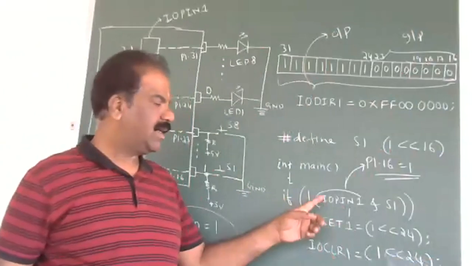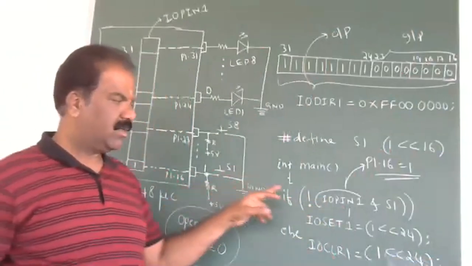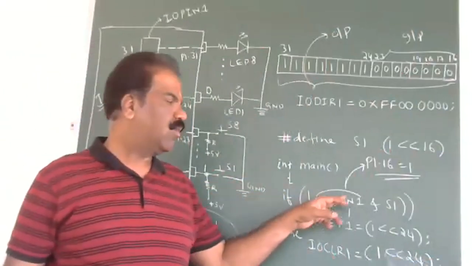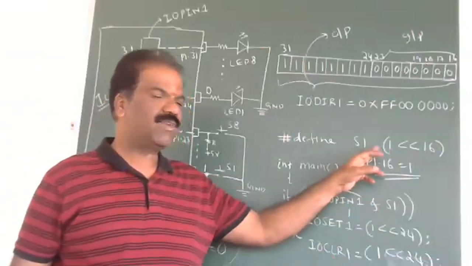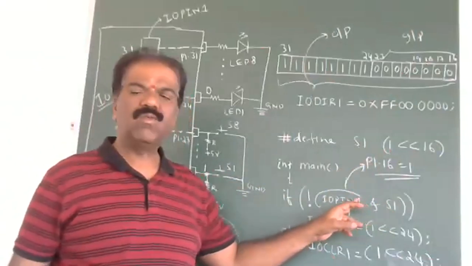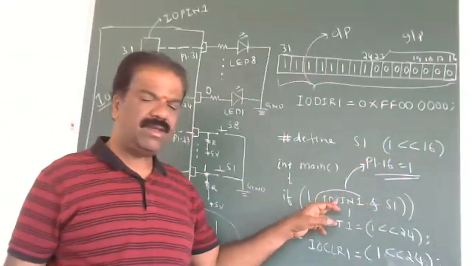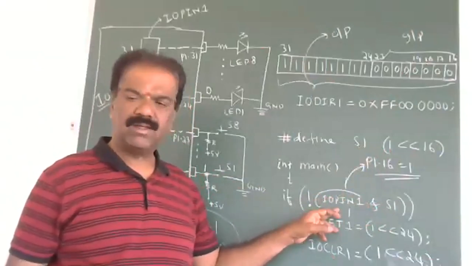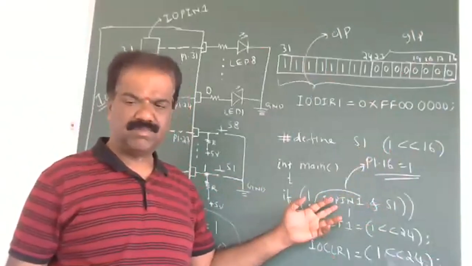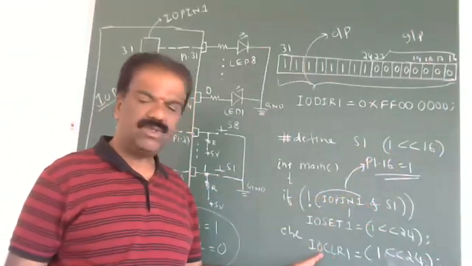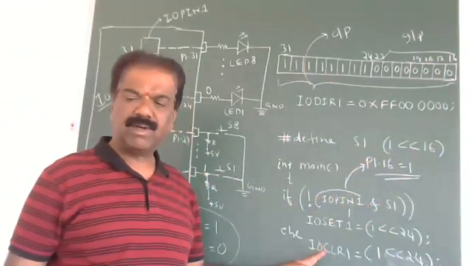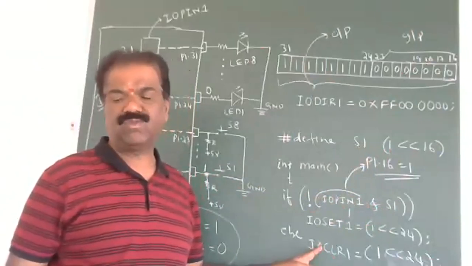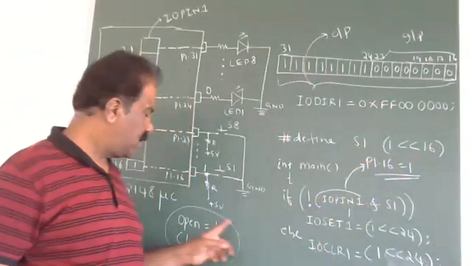If the switch is open, what's the value here? 1. 1 into 1, because we are making it 1 here, is 1. Not 1. It's an inverter operator, because not 1 becomes 0. 0 means false. It goes to IO clear and executes this statement, so by that time LED 1 is off.